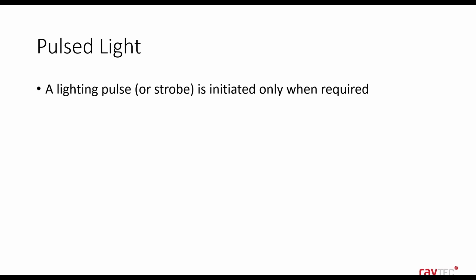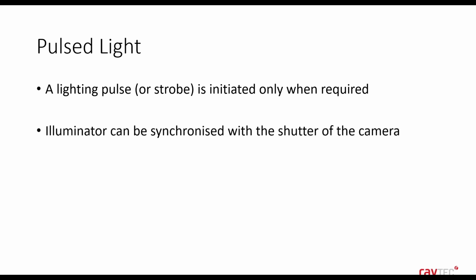So with pulse light, the light is only initiated when it's required. We refer to this as a lighting pulse or a strobe, depending on the terminology you use. And to do this, the illuminator needs to be synchronized with the shutter of the ANPR camera, usually via a TTL input. This is all made possible due to the fast switching speeds of LEDs, which isn't available with traditional technology prior to LEDs, but the LEDs are more than capable of doing this.